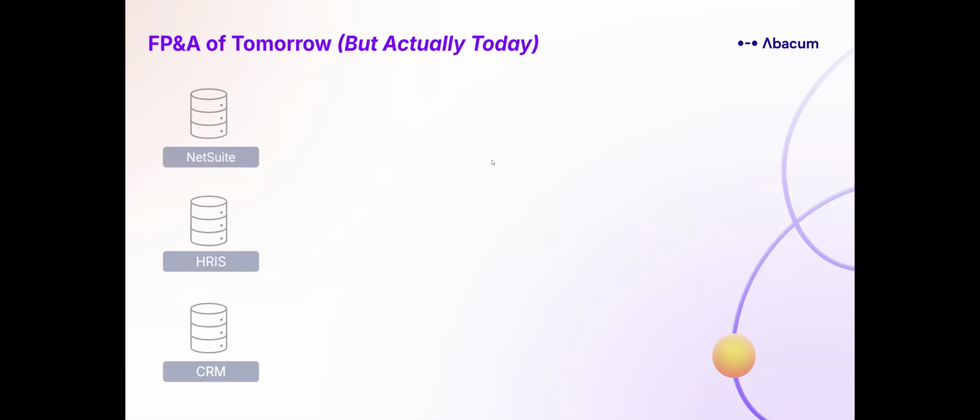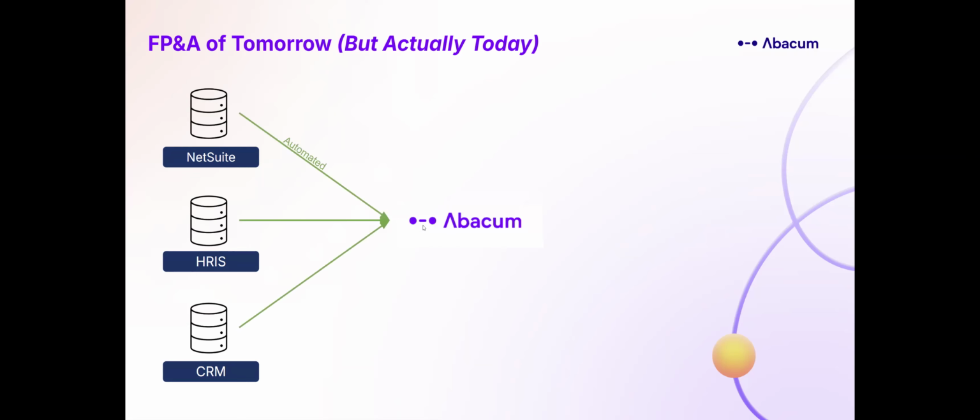So let's go through the same kind of thing. We have our same source systems, right? We have a NetSuite, an HRIS, a CRM, but instead of having to manually extract data from each of these systems each month, we create automated integrations to Abacum, to our web-based ecosystem, to the platform itself, which is meant to, again, replace largely the Excel-based financial model. So data is piping over automatically on a predetermined schedule.